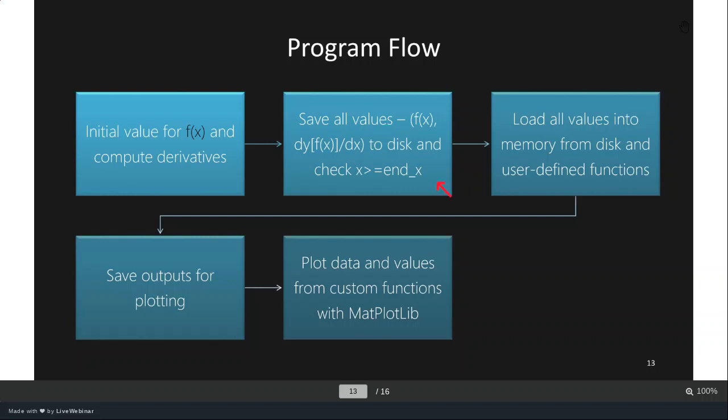If it is false, you return to this step, and if it is true, load all the data, like the user-defined functions and all, into the memory, and then output for the plotting, and then plot the data and values with a library of your choice. Here I have used matplotlib.